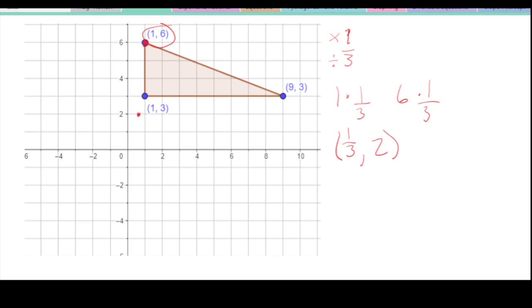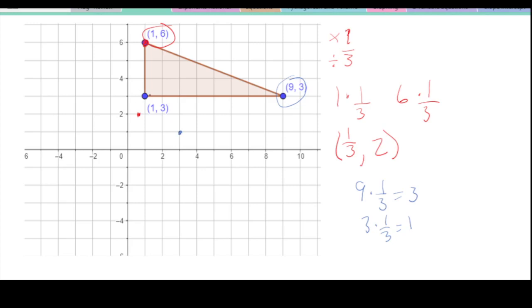All right, now I'm going to do the same thing with this point at 9, 3. So 9 times 1/3 is going to give me 3. And then 3 times 1/3 is going to give me 1. So this point is going to be at 3, 1.